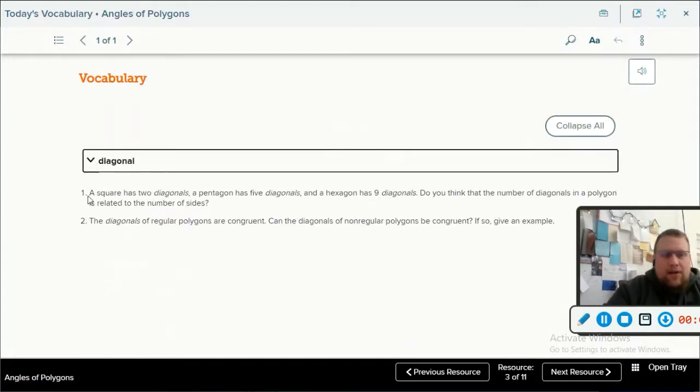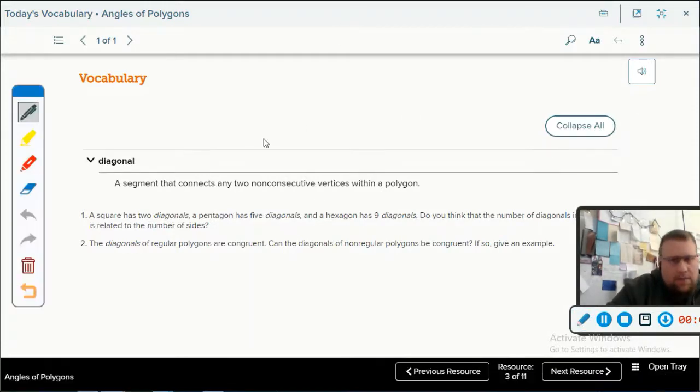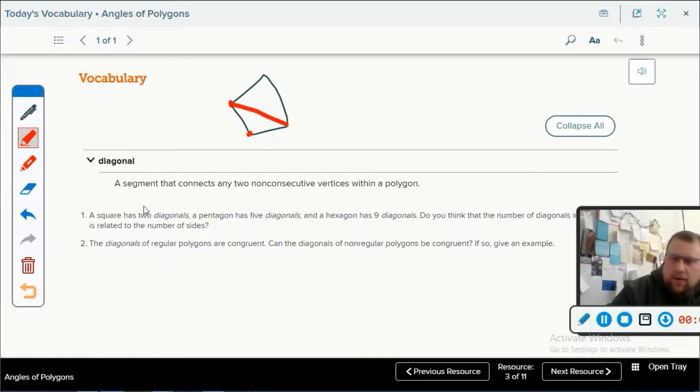First of all, a diagonal. It's important to understand a diagonal is a segment that connects any two non-consecutive vertices within a polygon. So in other words, they can't be vertices right next to each other, right? So if I'm drawing a shape, guys, it's not going to be perfect. There's a quadrilateral. If I'm to draw a diagonal, I have to draw the diagonal. Consecutive vertex would be right here. I can't connect those. I'd have to draw it to a non-consecutive vertex.